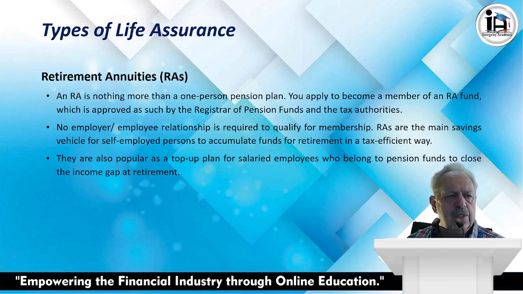Right, retirement annuity products. A retirement annuity is nothing more than a one-person pension plan. You apply to become a member of a retirement annuity fund, which is approved as such by the Registrar of Pension Funds and the tax authorities. No employer-employee relationship is required to qualify for membership. RAs, or retirement annuities, are the main savings vehicle for self-employed persons to accumulate funds for retirement in a tax-efficient way. They are also popular as a top-up plan for salaried employees who belong to a pension fund and want to increase the gap between their pension and what they need for retirement.